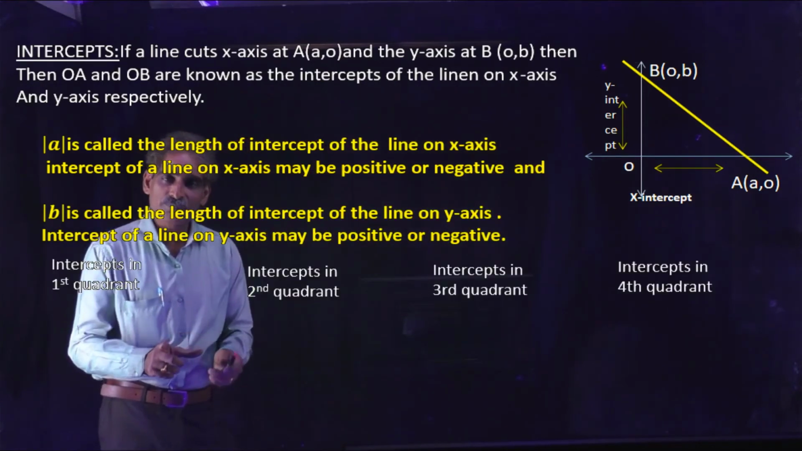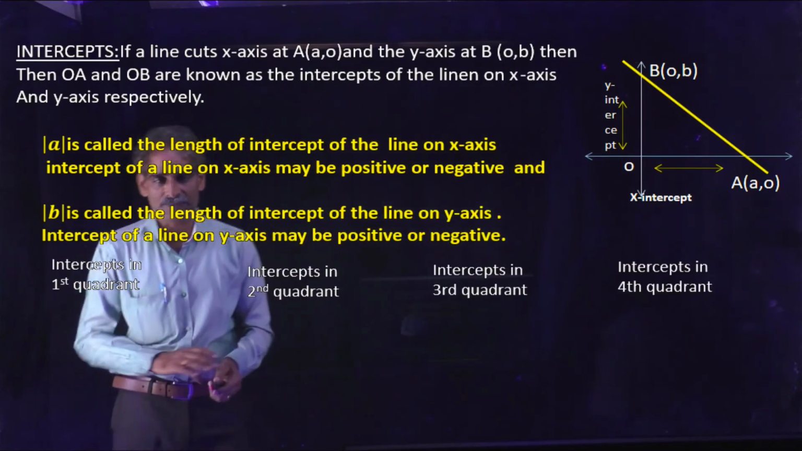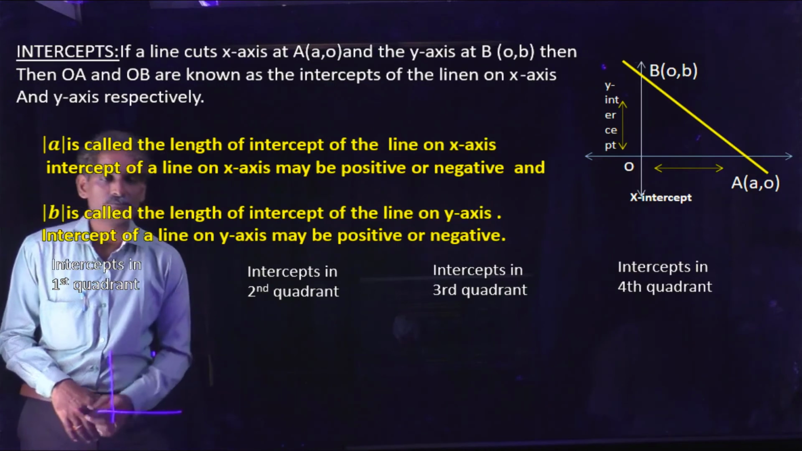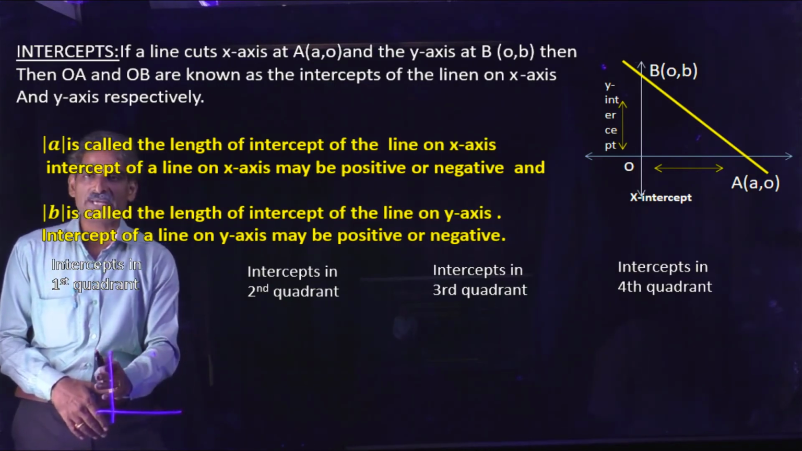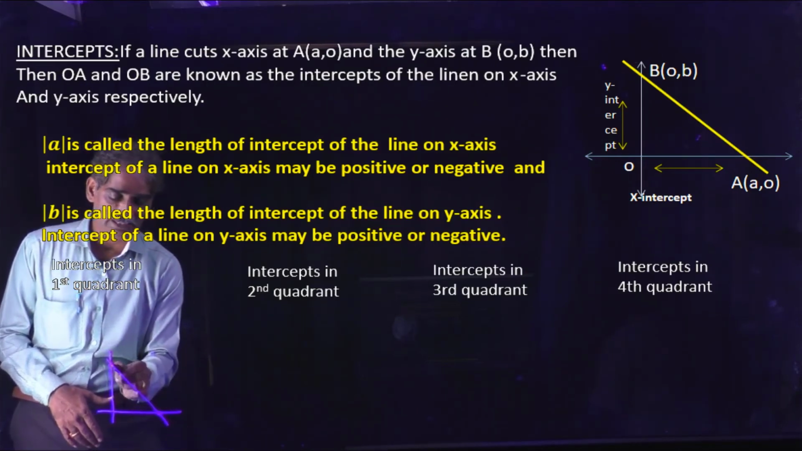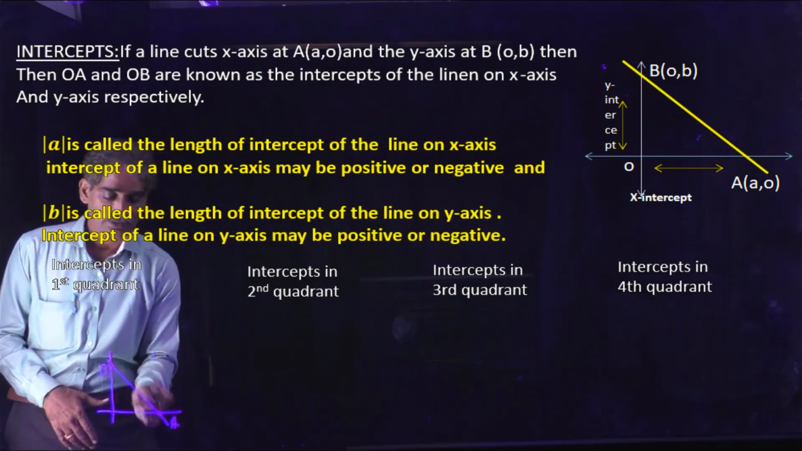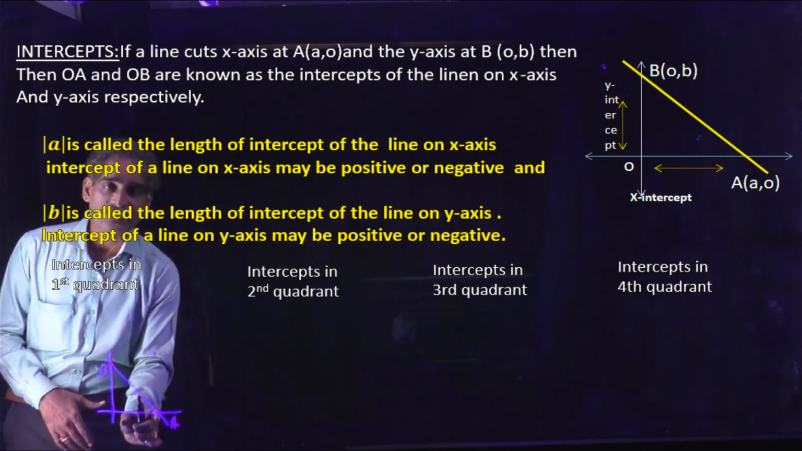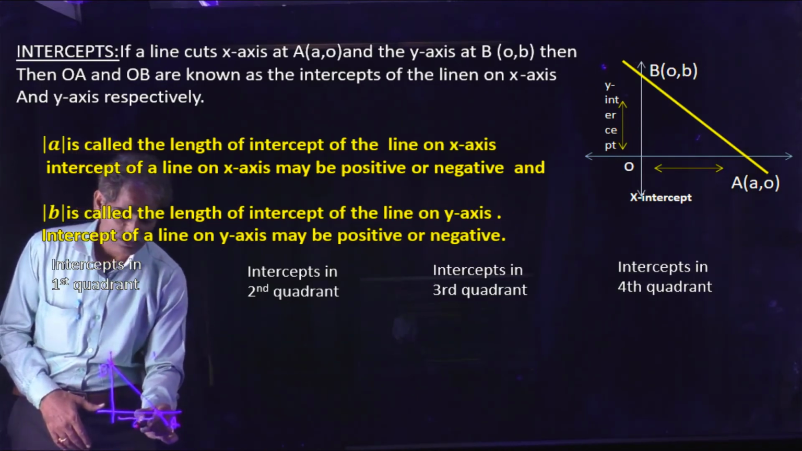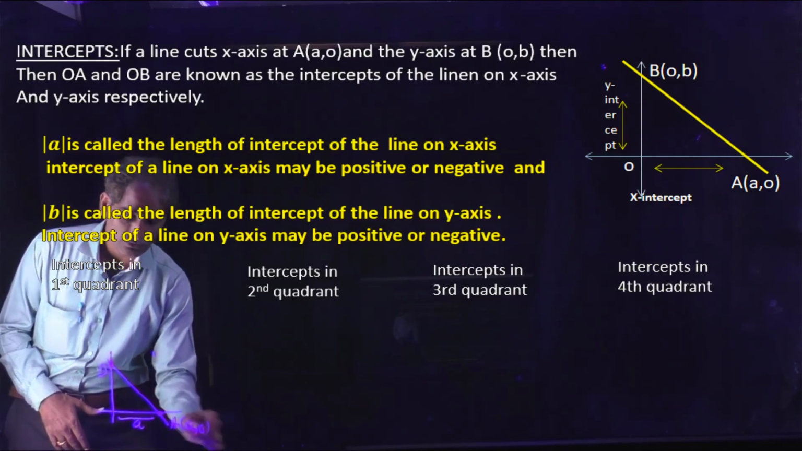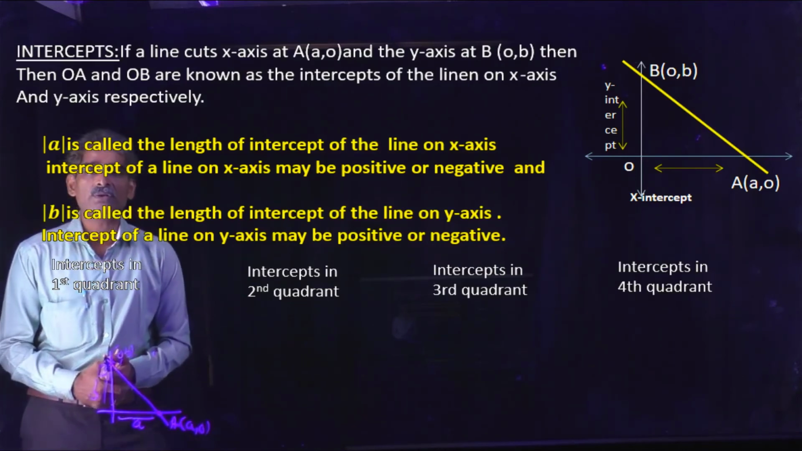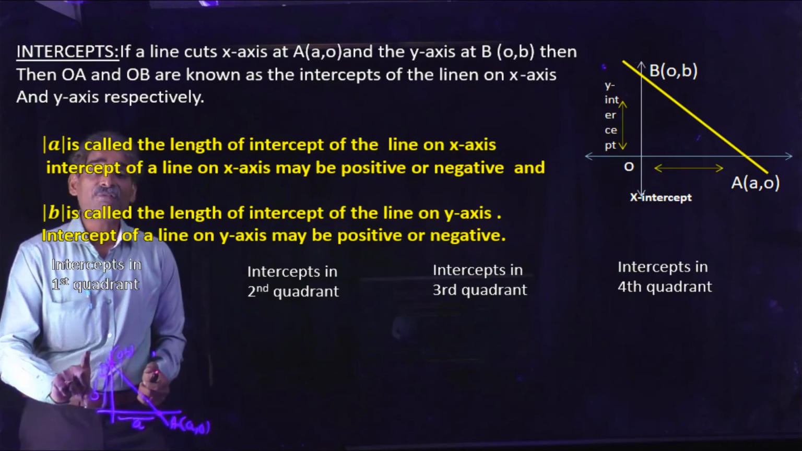Suppose the line is in the first quadrant, what will happen? Positive x-axis, positive y-axis. This is the first quadrant. Both are positive. So this is the line intersecting at A and B. Here this length OA is called the x-intercept, and it is positive. If the length is A, then the coordinates of the point are A comma 0. If the length is B, then the coordinates are 0 comma B. This is the figure in the first quadrant.